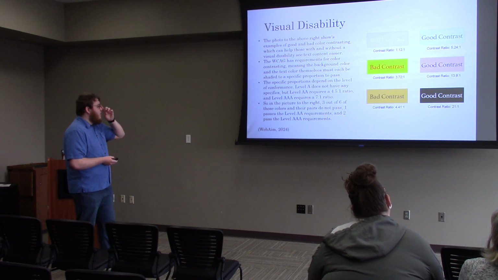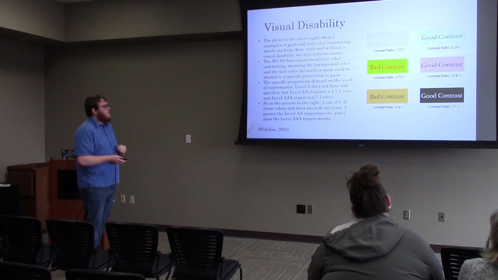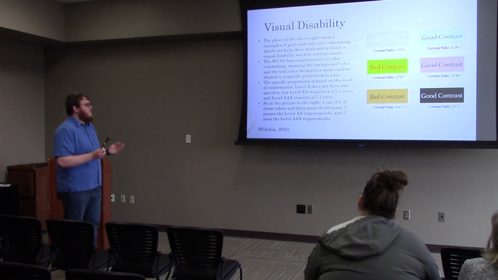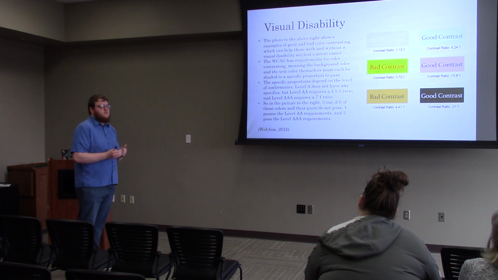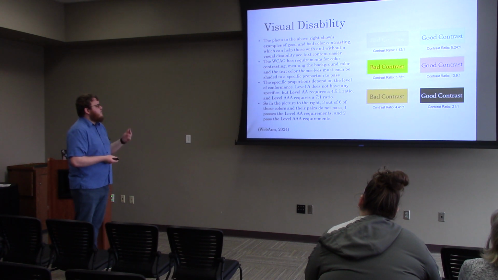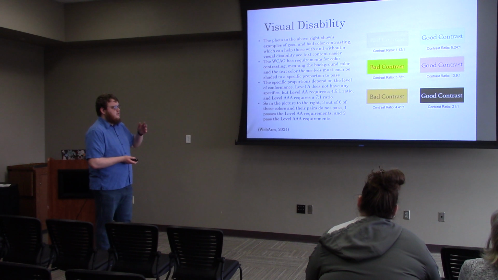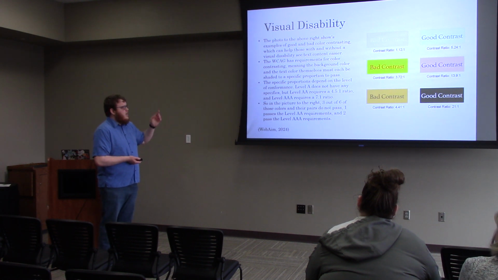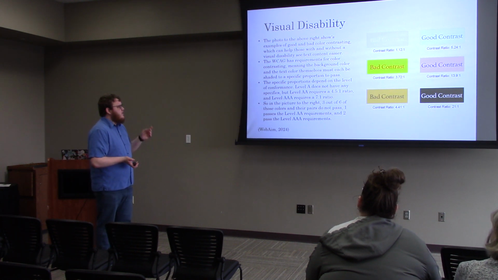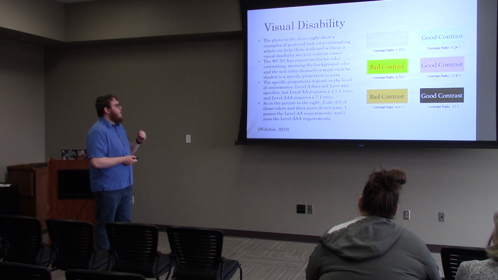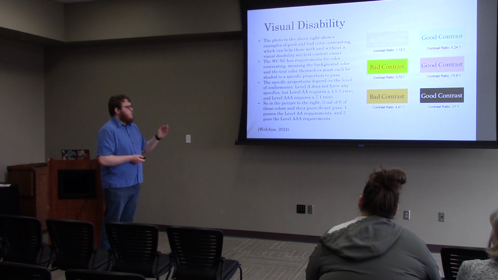The Web Content Accessibility Guidelines has requirements for color contrasting, meaning that the background color and the text color themselves must each be shaded to a specific proportion that passes. The specific proportions depend on the level of conformance. As previously mentioned, the conformance levels: Level A doesn't have any specifics. Level 2A requires a 4.5 to 1 ratio, and level 3A requires a 7 to 1 ratio.